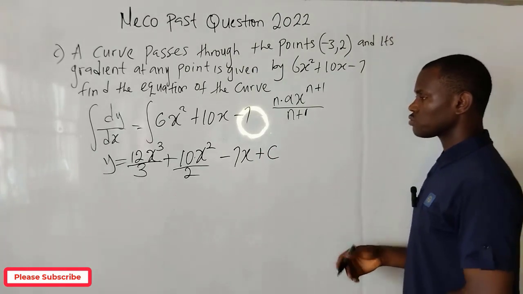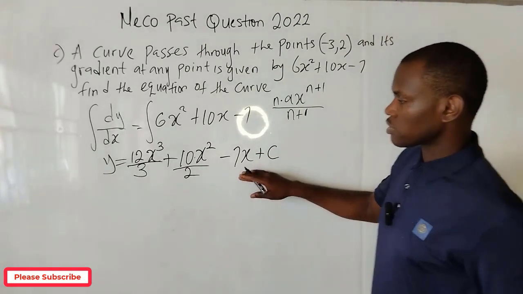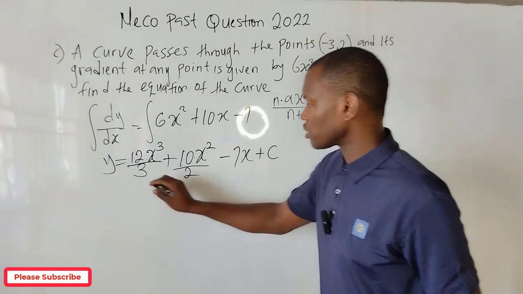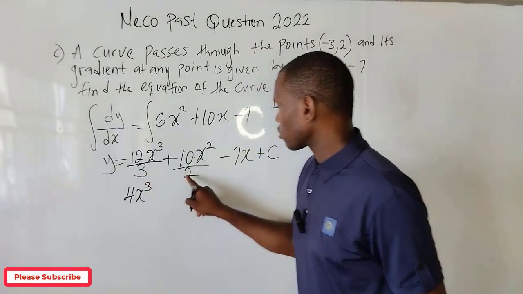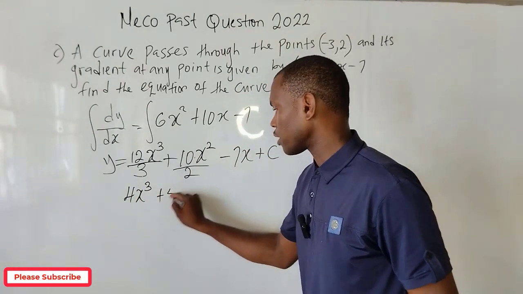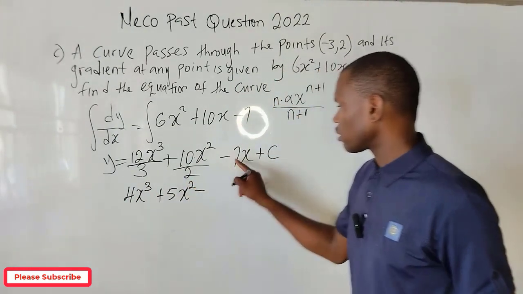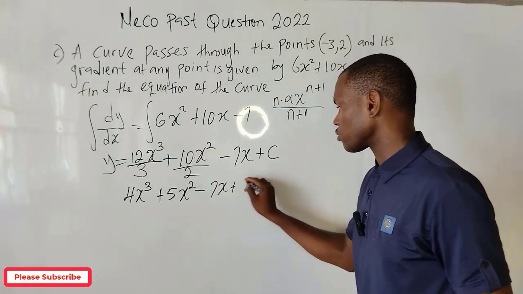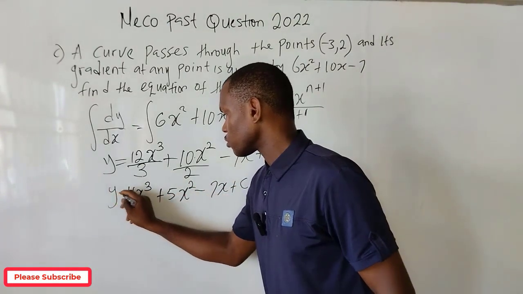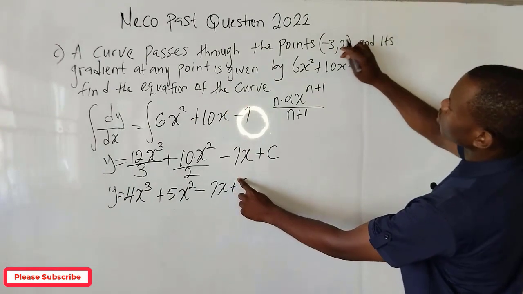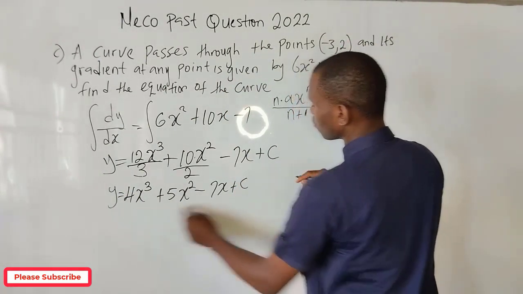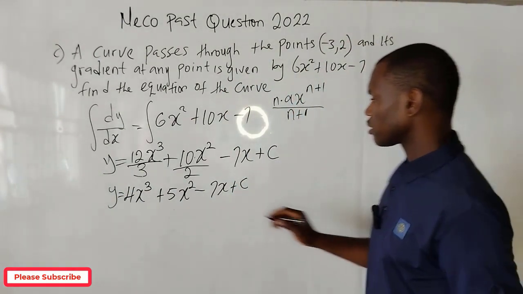Let's use c. We can use c, we can use k. So this is the equation of the curve. We can reduce it. 6 divided by 3 will give me 2, 10 divided by 2, I'll have 5, and then minus 7x plus c. All right, so to get this c, substitute these 2 points in this equation. We get our c and bring it back.